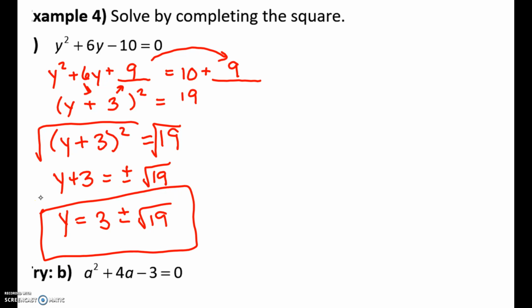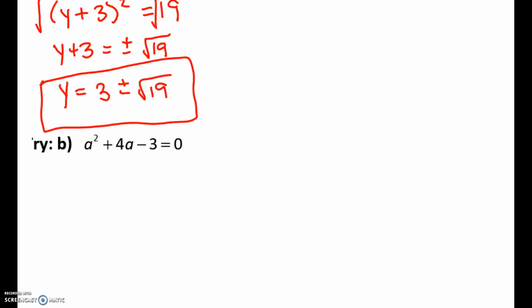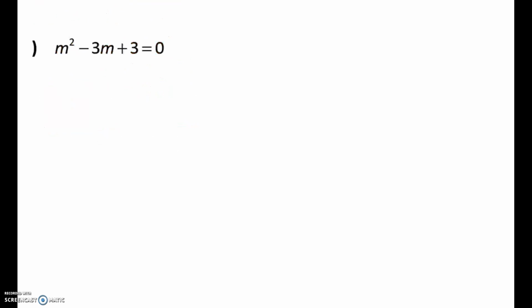Completing the square can actually save you guys a ton of time. I want you guys now to try this question on your own, and we'll go over it in class together. All right, let's look at this guy.